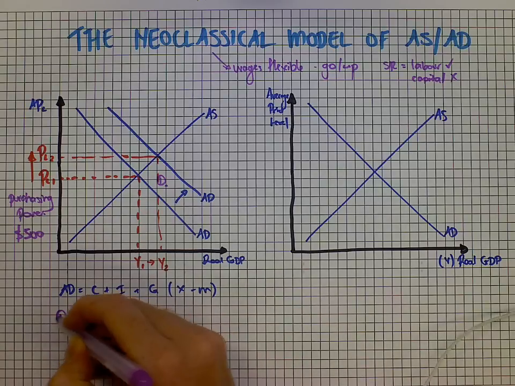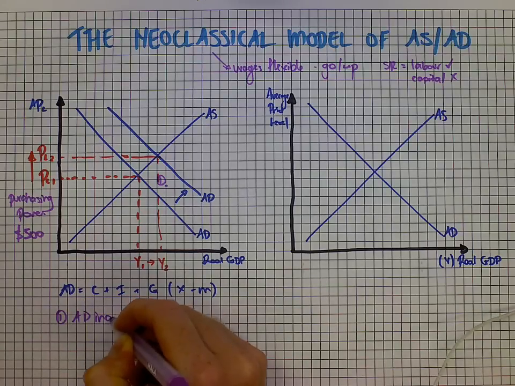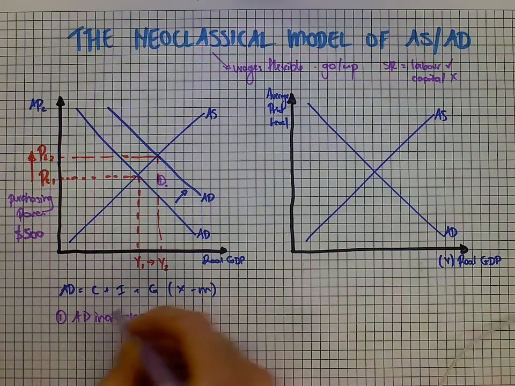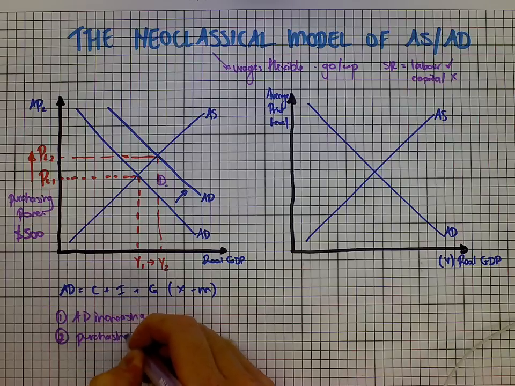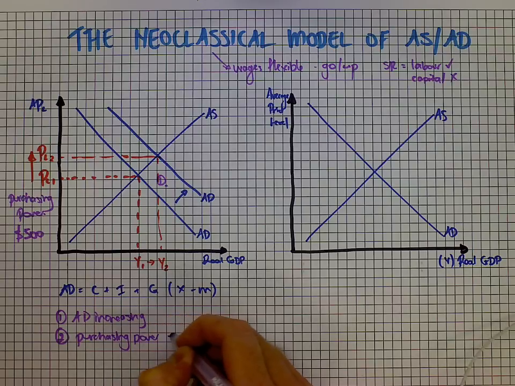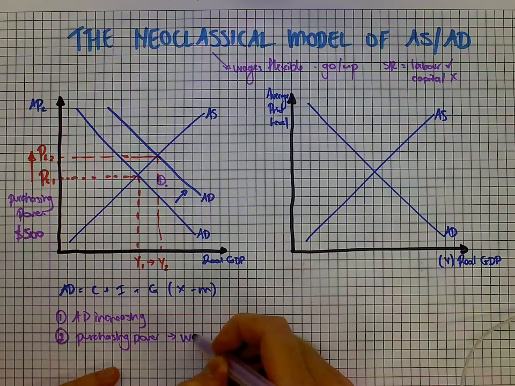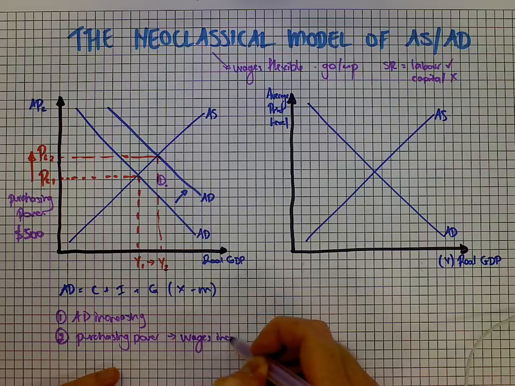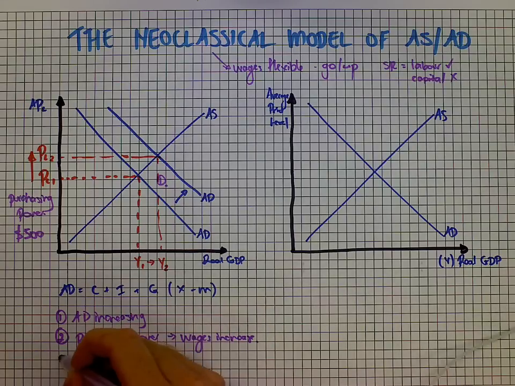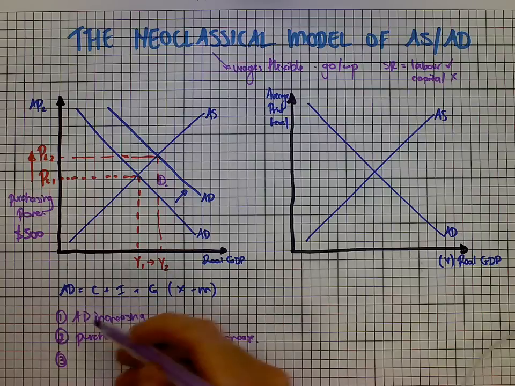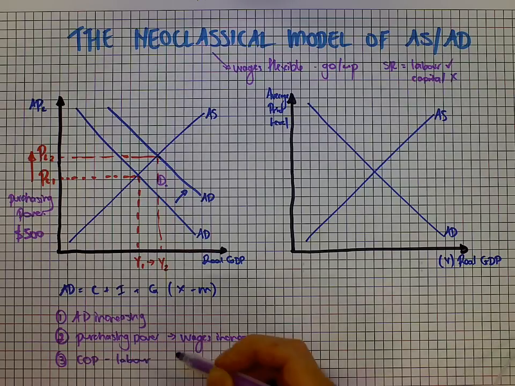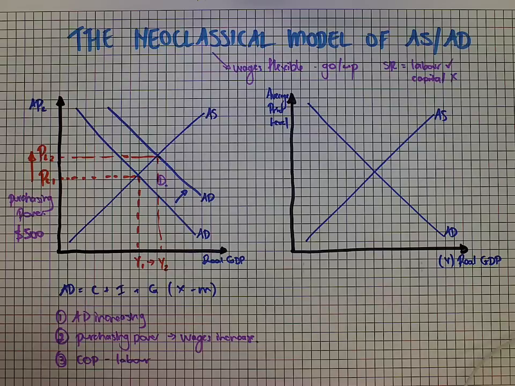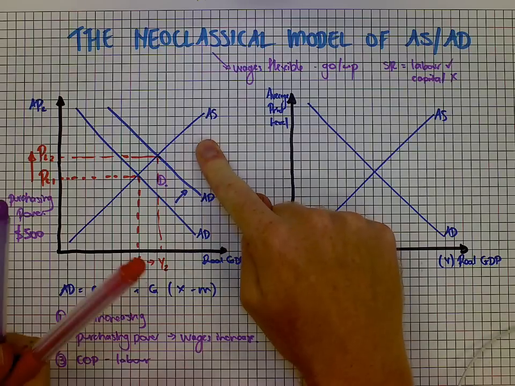So firstly, aggregate demand increasing. Secondly, this idea of purchasing power and the idea of wages having to increase. So if wages do increase, the third thing to think about is what happens to the firm's cost of production. Labour for most firms is kind of an essential part of what they do, and this flows on to how much the firm is willing to supply.